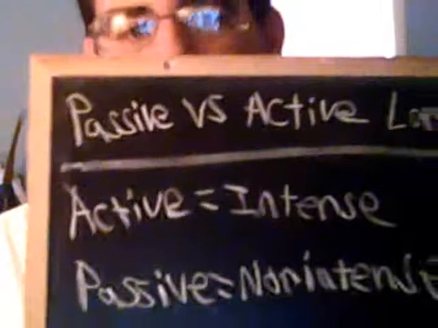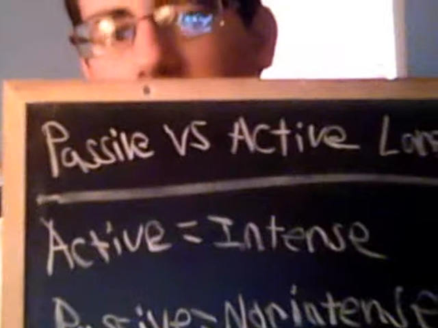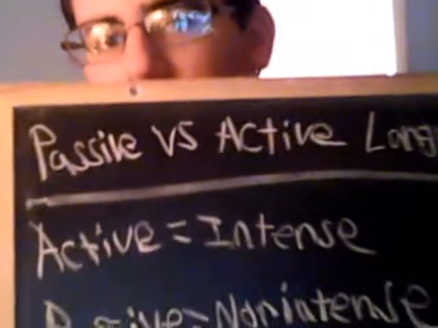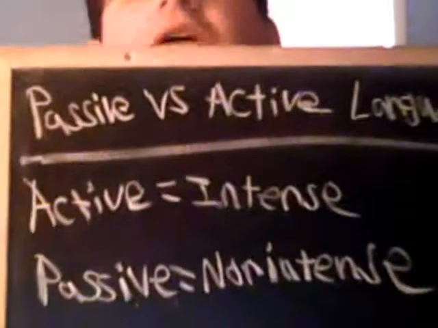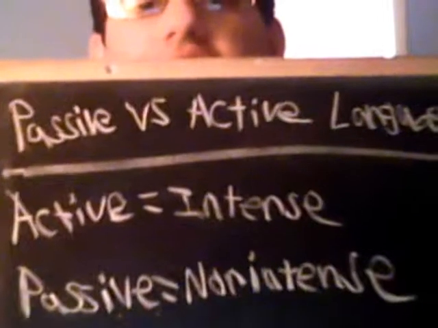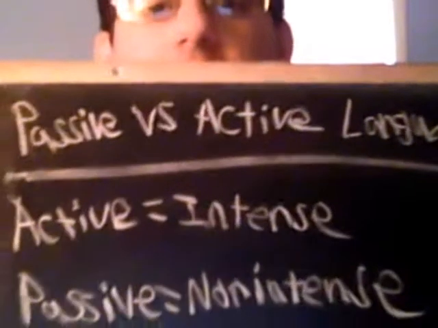An easy way for me to remember it is very simple. An active language is something you use intensively, of course, because you use that language a lot as far as speaking, reading, writing, and all that other stuff. Passive is basically not intensive. That's the way that I remember it. It's a very simple way of remembering it.